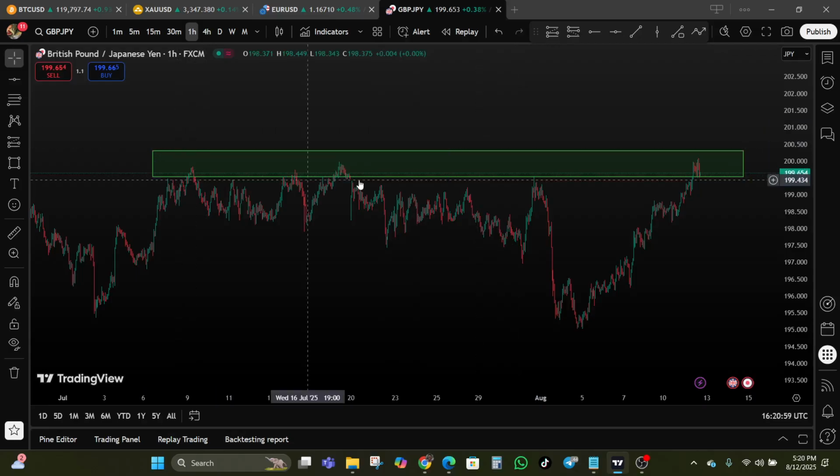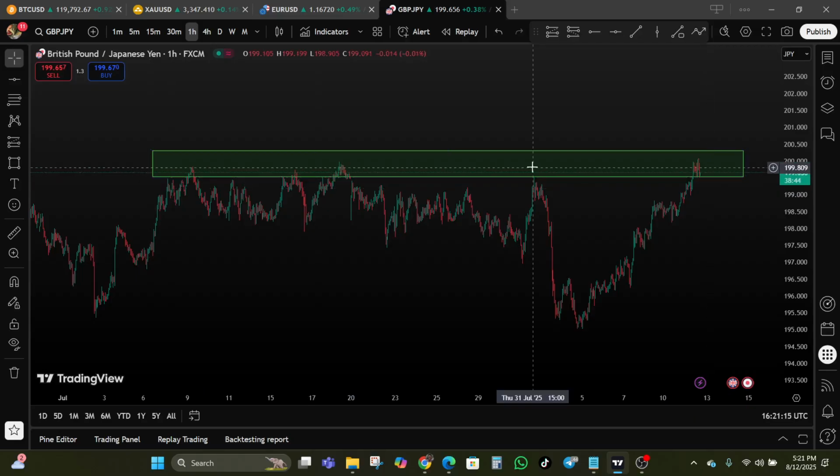And I just gave you an example right now. You'll notice that this zone is the zone where sellers were dominating. As price got here, it pushed it down. As price got here, it pushed it down. Here again, and now it seems to be happening again. So this is a supply zone, right?